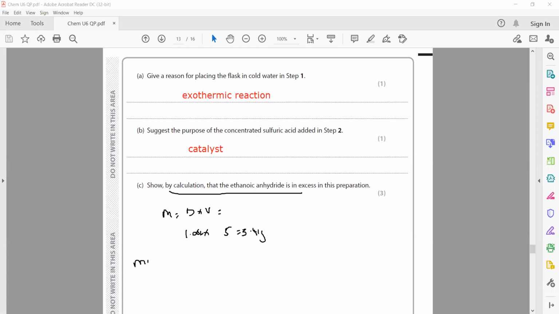Then moles of ethanoic acid anhydride, which is 5.41 divided by the molar mass. Using the structure, the molar mass is 102. So the moles are 0.053. Then moles of 2-hydroxybenzoic acid, it is 2 grams. So this will be 2 divided by 138. You get 0.0145. And when you check, the ratio between them is 1:1. So we have more moles of ethanoic acid anhydride, so it is in excess.